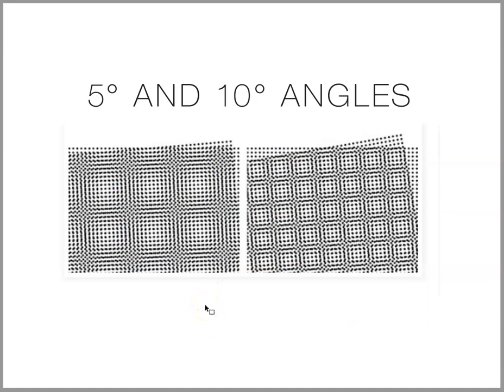If our angles get mixed up, you can see what happens. Things start to move. It's one of those optical illusions. You see it a lot on television. Well, not a lot, but some.